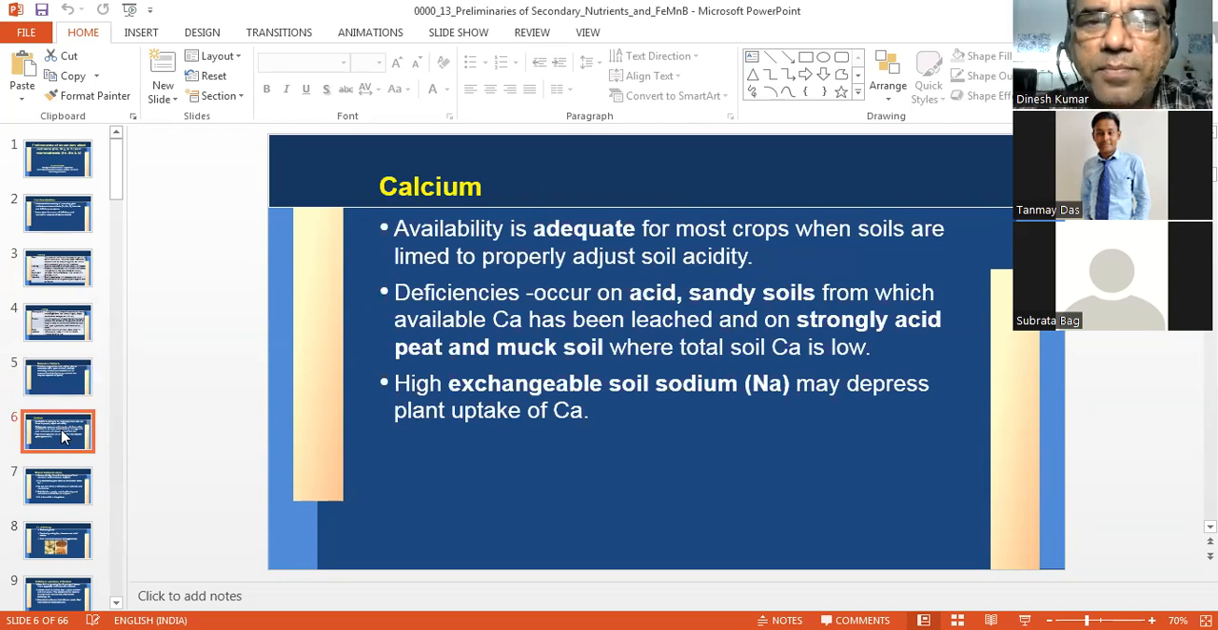Calcium, we start with calcium. Availability is adequate for most crops. If your soils are neutral or slightly alkaline, then there is no issue of calcium deficiency. As already known to you, most of the inorganic carbon in soil is in the calcium carbonates. So deficiency occurs on acid sandy soils from which available calcium has been leached out, and on strongly acid peat and muck soils where total soil calcium is low. So it is a problem of mostly soil acidity. High exchangeable soil sodium may depress plant uptake of calcium. So this sodium can compete with the uptake of calcium.